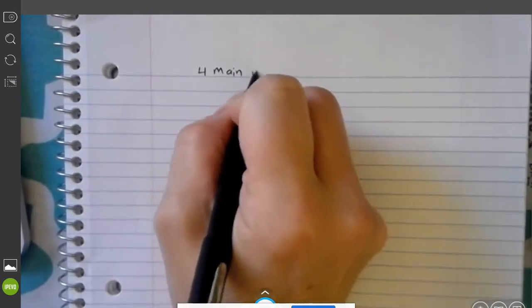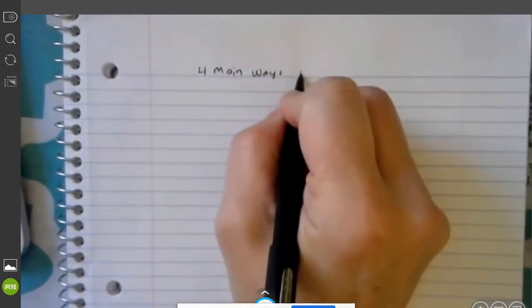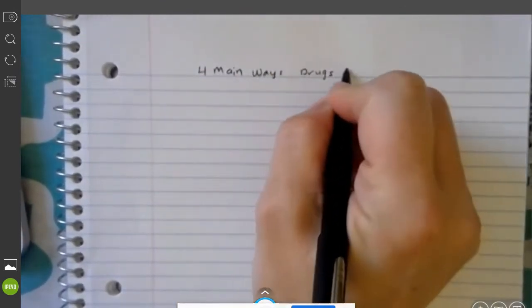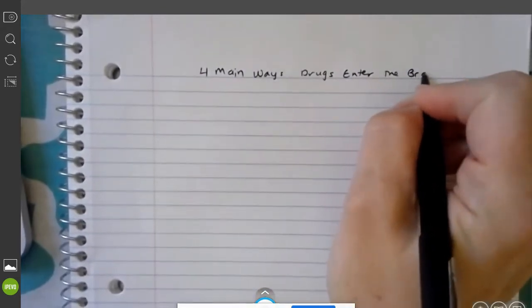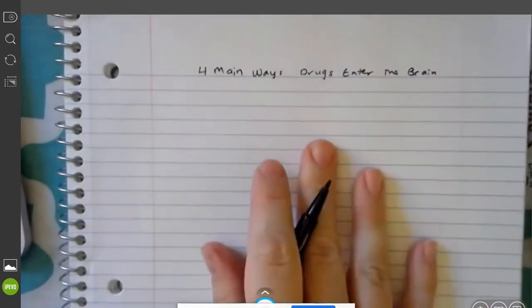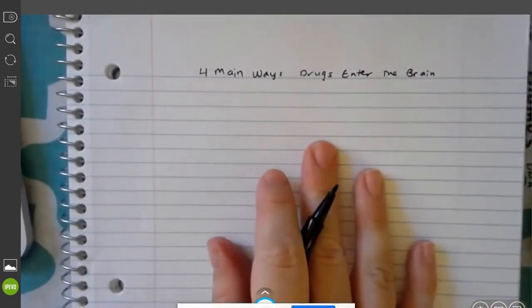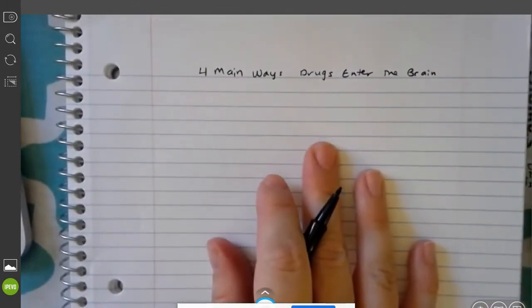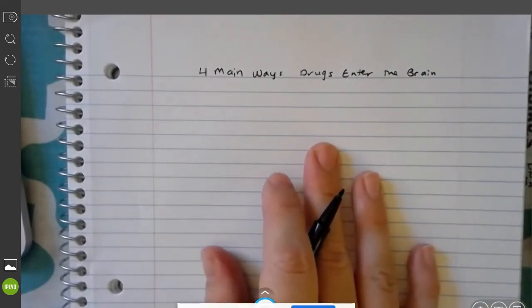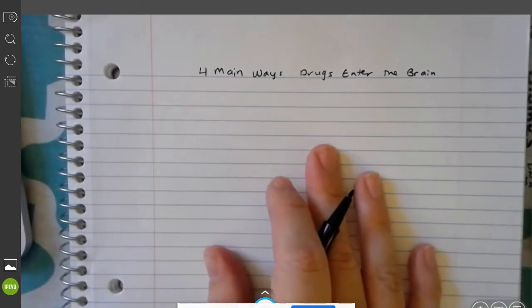This is the 4 main ways drugs enter the brain. Now, anything that you would consider a drug goes to the brain, and that's where it causes the changes in the person's behavior. Caffeine, as you know, goes into the brain and changes neurotransmitter levels. Advil, everything crosses the blood-brain barrier, but these are going to be something called psychoactive drugs, which are going to change the way that you think.